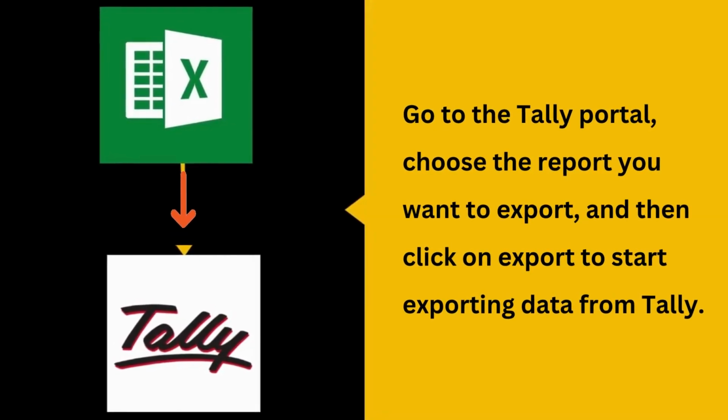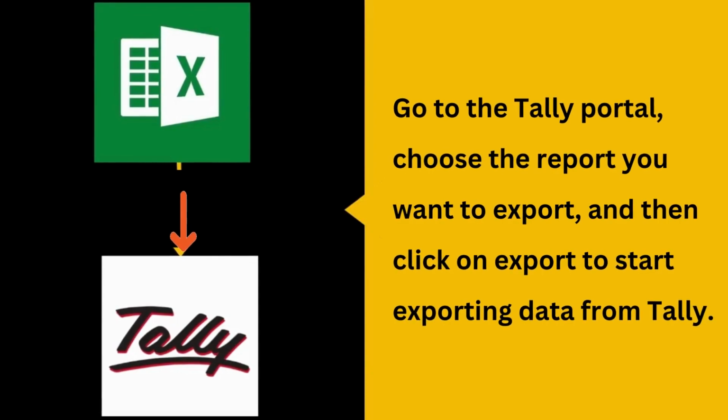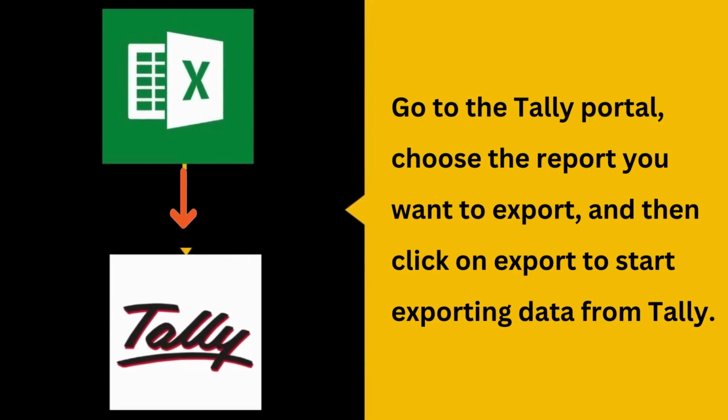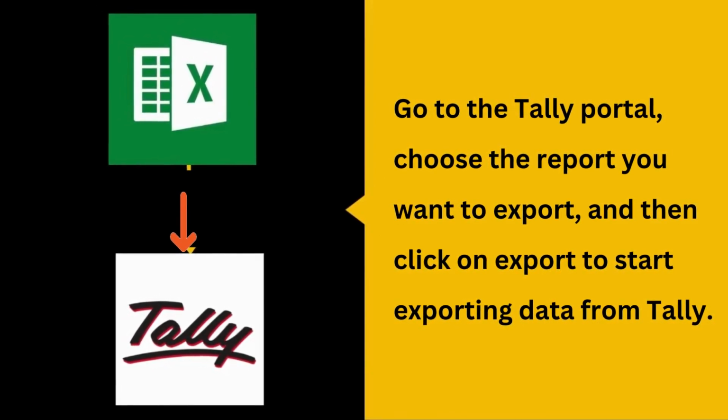Connect Fast and Flow software with Tally. Go to the Tally portal, choose the report you want to export, and then click on Export to start exporting data from Tally. Selecting Excel as the export option will save the data as an Excel file.